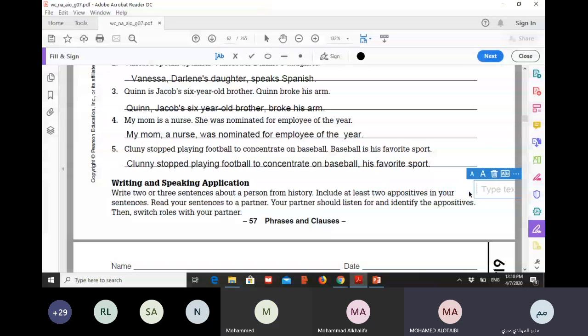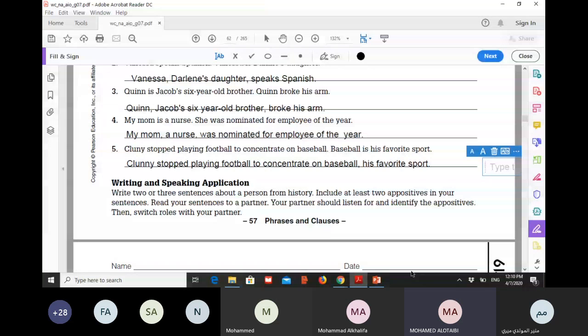Here the word is his favorite sport, because we have the word baseball repeated twice in the sentence. So we need to omit one of the words, and the rest is extra information about that particular sport that Kalani likes. Teacher, can Kalani go up a little bit?